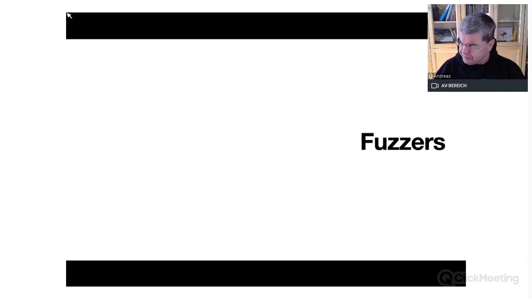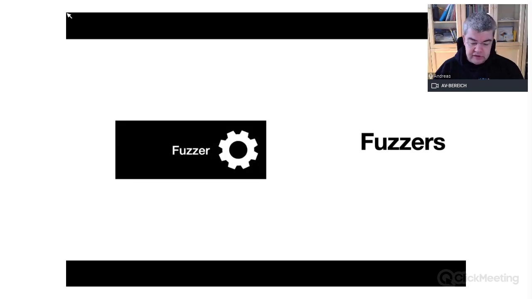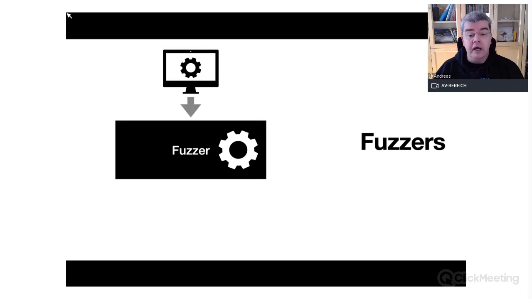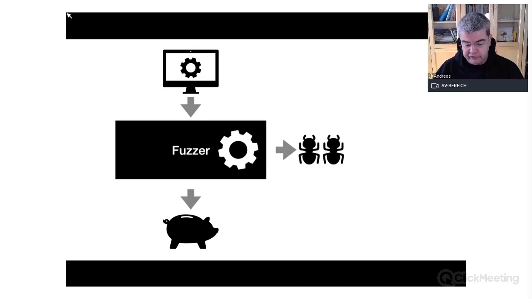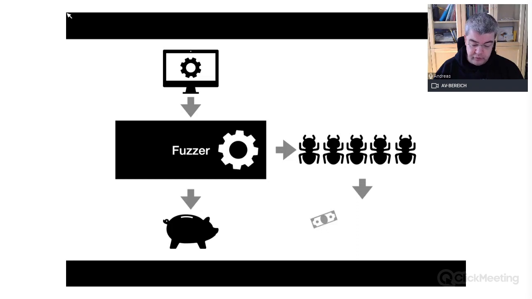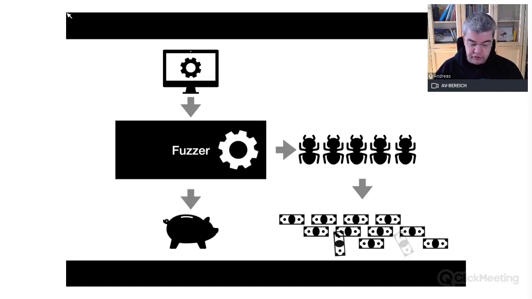What is a fuzzer? A fuzzer to me sometimes seems like a machine where you can throw in a program, and out of the program pops, well, money. How does this work? Well, it's very simple. You let the fuzzer run, and the fuzzer then happily takes bugs out of the program, and these bugs then translate into bug reports, and therefore also bug bounties, and these bug bounties then happily go into your piggy bank.